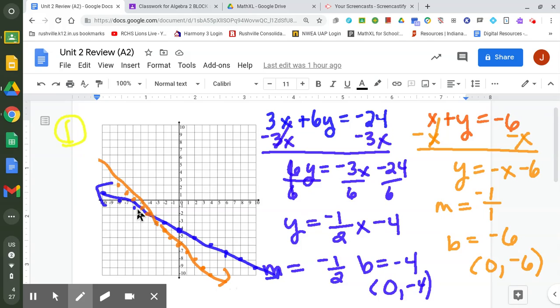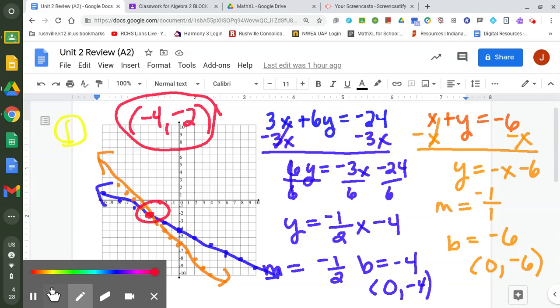Okay, and where these cross, which doesn't look too fantastic on this, is at this point right here. So that point is negative 4, negative 2, because if you start at the origin, you go to the left 4 and down 2. So the solution is this ordered pair, and it's where your two lines cross.